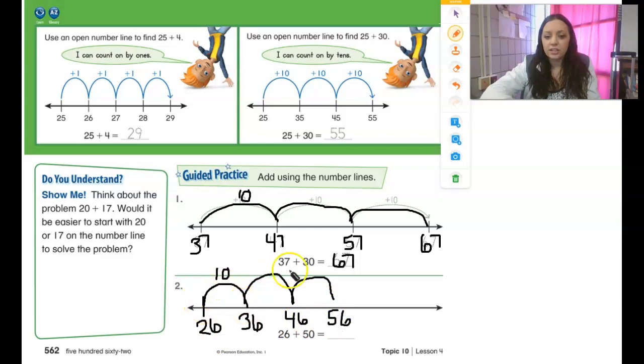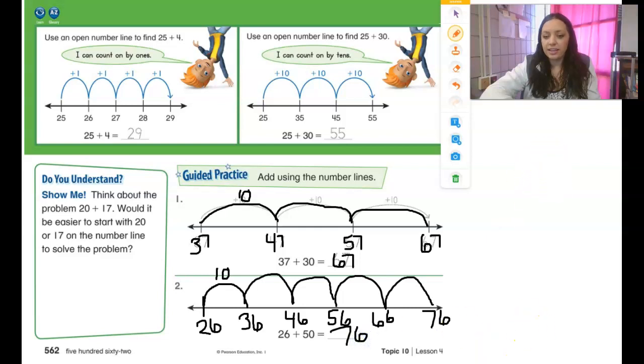Am I done? I've only hopped 1, 2, 3 tens, so not yet. I'm going to hop another 10, and what would that be? 66. Very good. So far I've hopped 10, 20, 30, 40. I need to hop one more time to be 50. So 66 plus 10 would be 76. So if we were counting up by tens, we could say 26, 36, 46, 56, 66, 76. Good job.